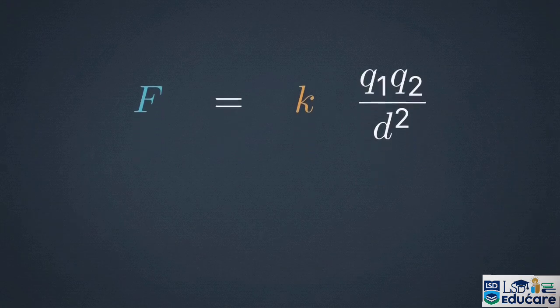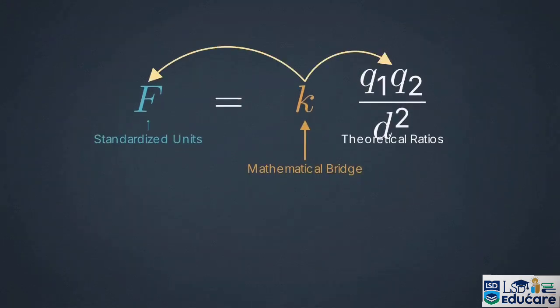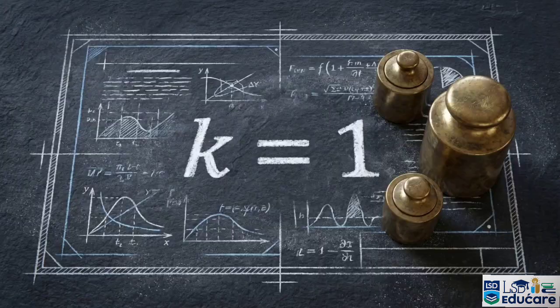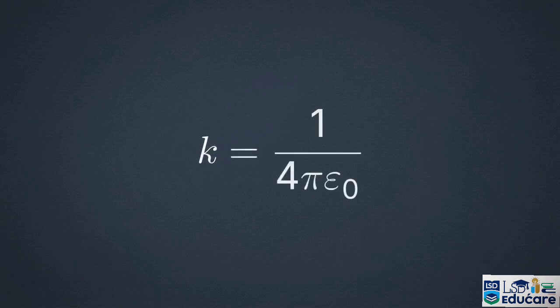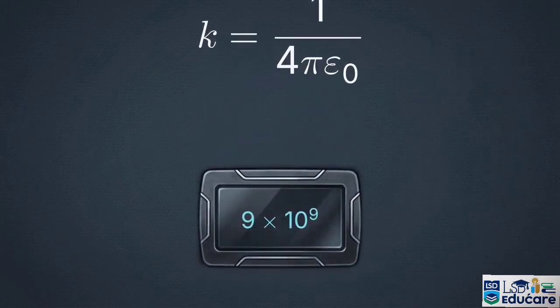The Coulomb constant acts as the mathematical bridge linking theoretical ratios to standardized units of physical measurement. In the older CGS unit system, this constant is simply valued at 1 in a vacuum, which makes the formula highly streamlined. But in the universally adopted SI system, k is expanded into a more complex form, 1/4 pi epsilon naught, yielding a value of roughly 9 times 10 to the 9th.